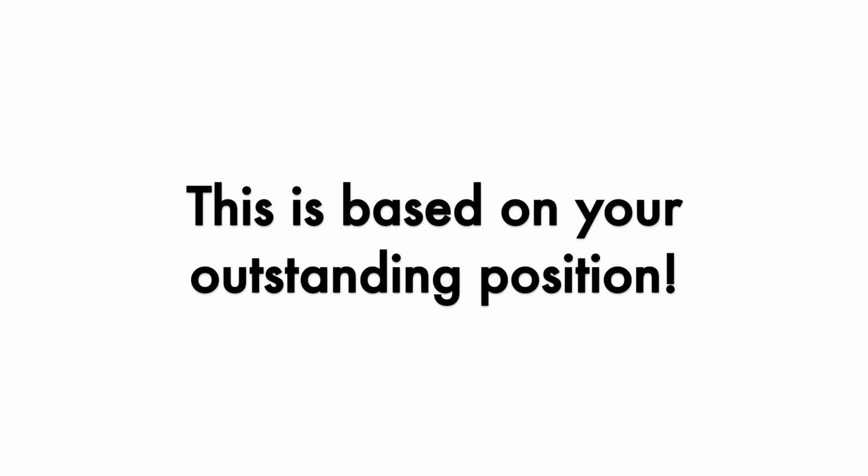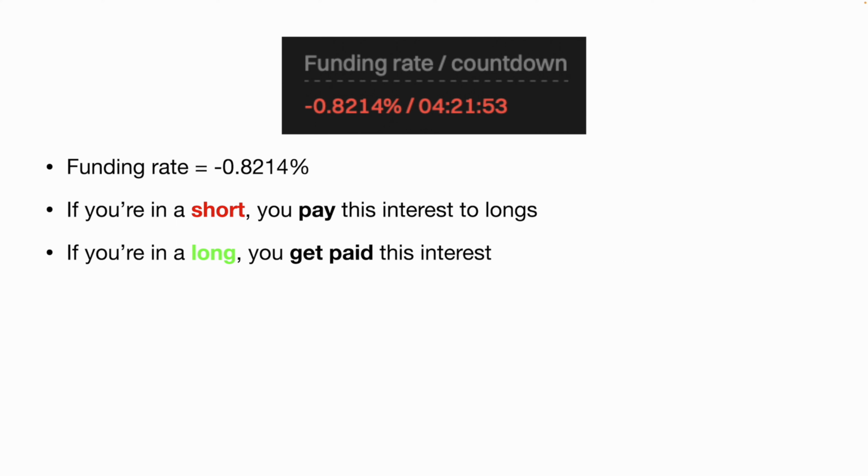This percentage is based on your outstanding position. So let's take a look at an example. The funding rate on this is negative 0.8214%. This means at the end of the countdown, if you are in a short position, you would need to pay 0.8214% of your outstanding short position in interest.